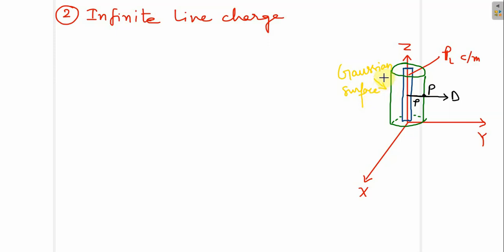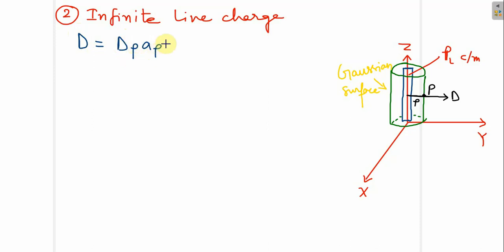Fine. Now the electric flux density is constant, normal to the cylindrical surface. So in that case we have three surfaces: the top, the bottom, and the curved surface. So the flux density is constant, normal to the cylindrical Gaussian surface. So along this curved surface we have the electric flux density D equals to what? D rho and A rho.